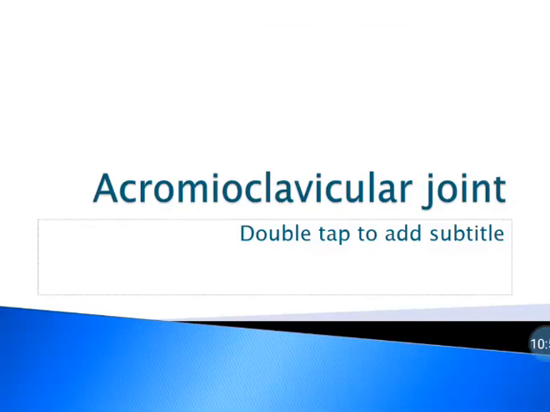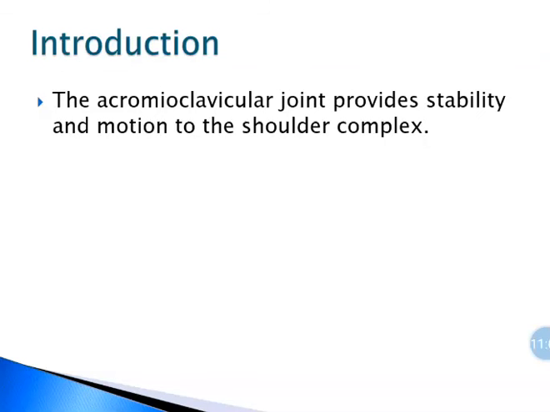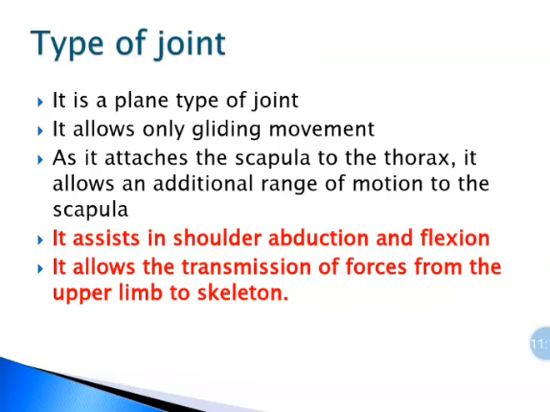Then we go to acromioclavicular joint. The acromioclavicular joint provides stability and motion to the shoulder complex. Type of joint. It is a plane type of joint. It allows only gliding movement. This joint attaches scapula to the thorax. So, it allows an additional range of motion to the scapula. It also assists in shoulder abduction and flexion. And it allows the transmission of forces from upper limb to the skeleton.